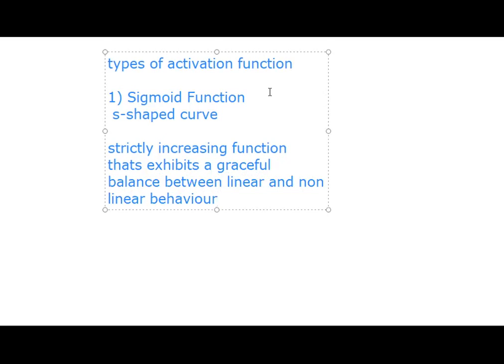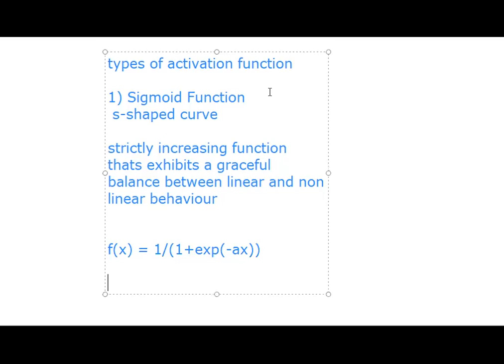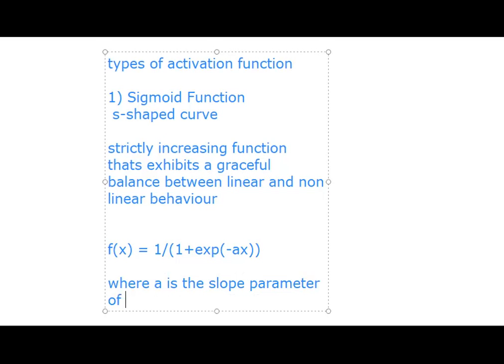and it's generally expressed as f of x equals 1 divided by 1 plus exponential of minus a x, where a is the slope parameter of the sigmoid function.